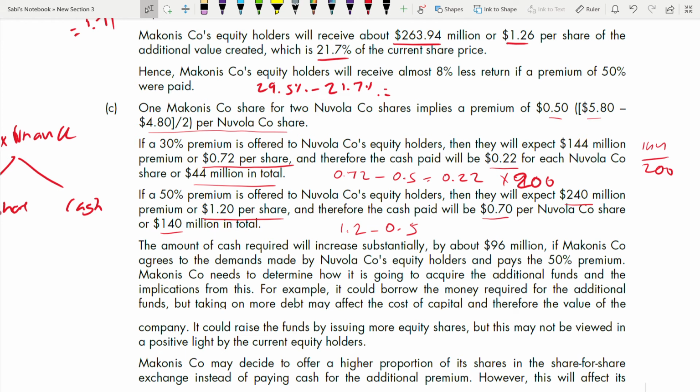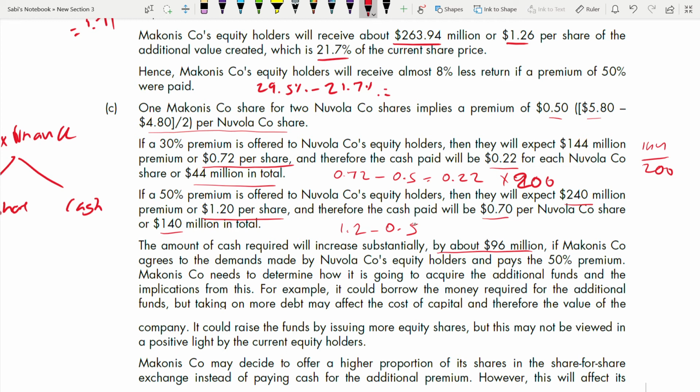Now just see what's happening to your cash. Cash paid before was 0.22. Now it is 0.7. It is increasing from 44 to 140. How much is the increase? 96. The amount of cash required will increase substantially by about 96 million. If Makonis agrees to the demand made by Novala's equity holders and pays 50% premium, Makonis needs to determine how it is going to acquire the additional funds and the implications for this.